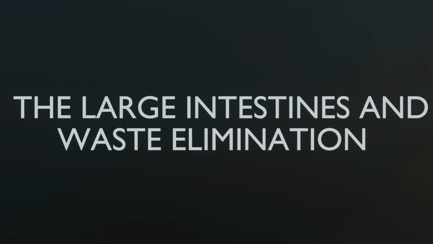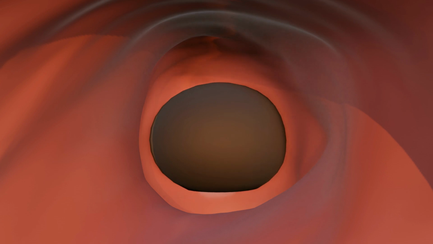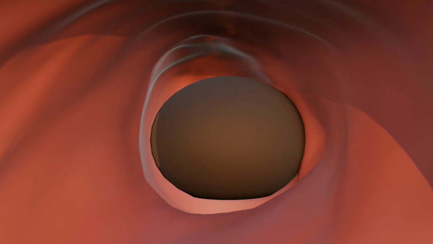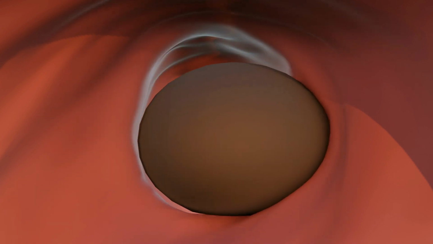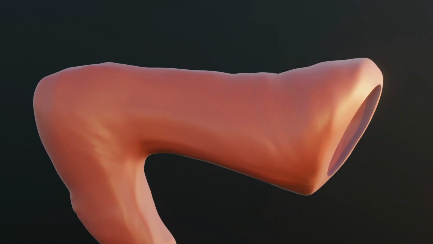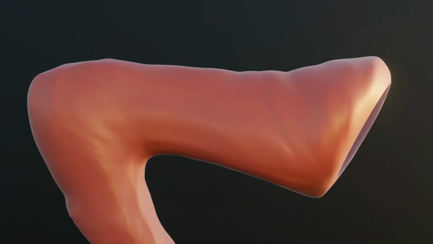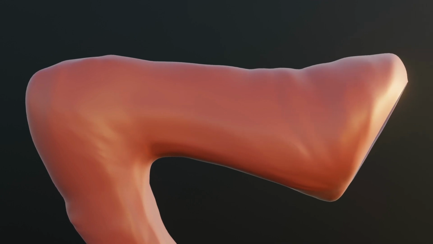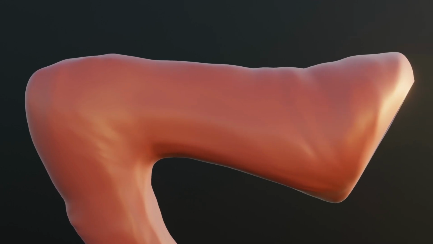The large intestine and waste elimination. After the nutrients are absorbed, the remaining undigested material enters the large intestine. The large intestine is responsible for the absorption of water and the formation of feces. Interestingly, hens have relatively short large intestines compared to herbivores, reflecting their primarily omnivorous diet.